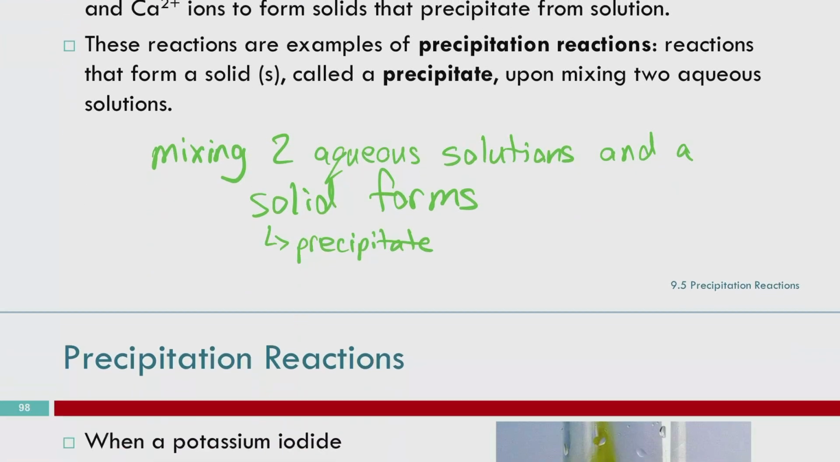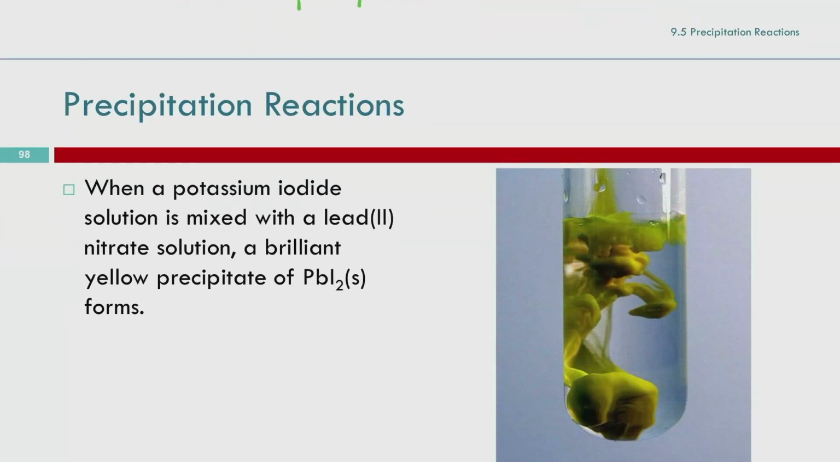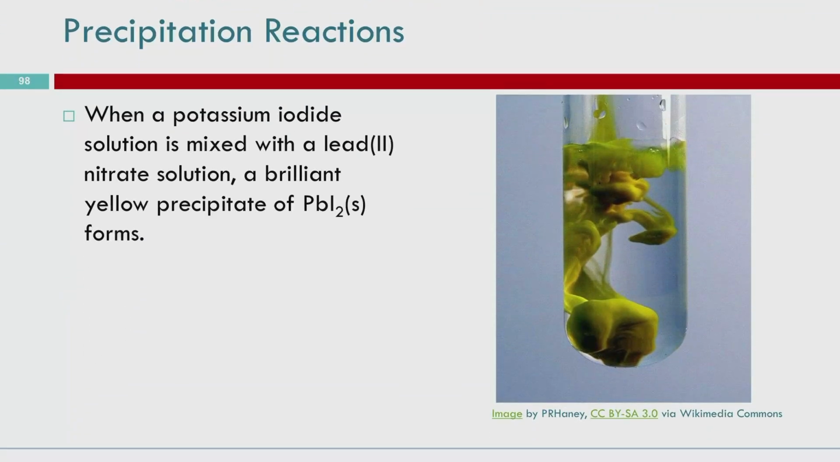So just trying to make a connection in our brains. An example of a precipitation reaction: if potassium iodide is mixed with lead 2 nitrate, then we get this really bright yellow lead 2 iodide that forms.